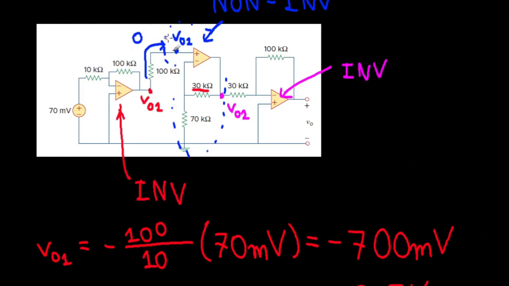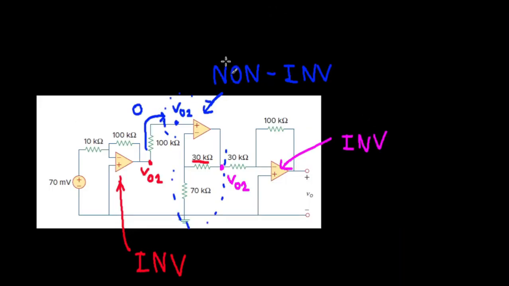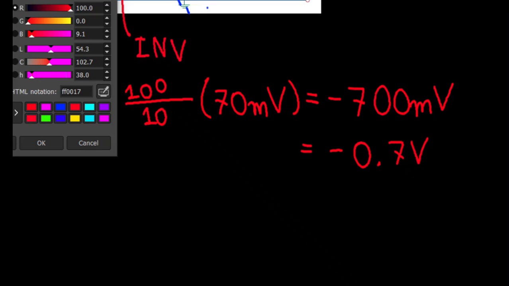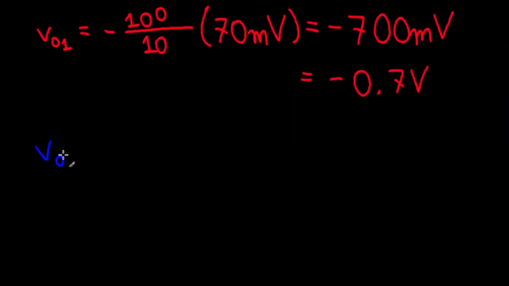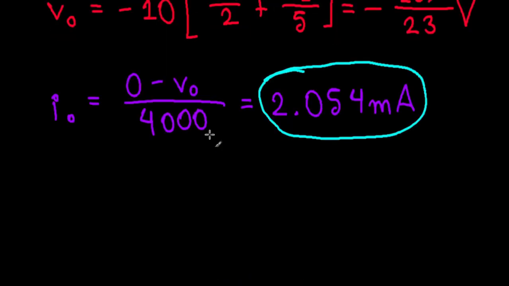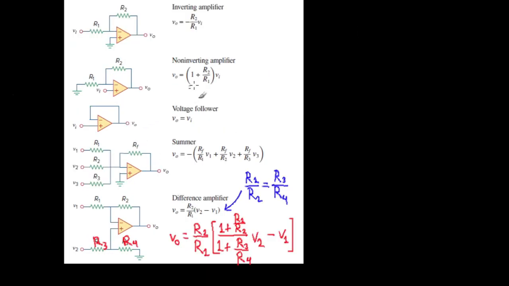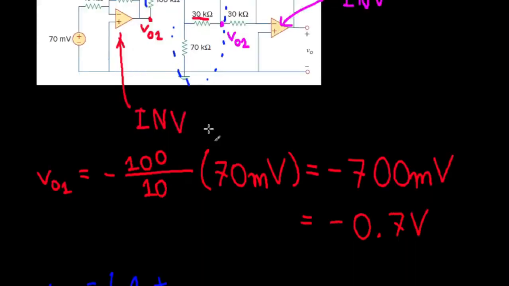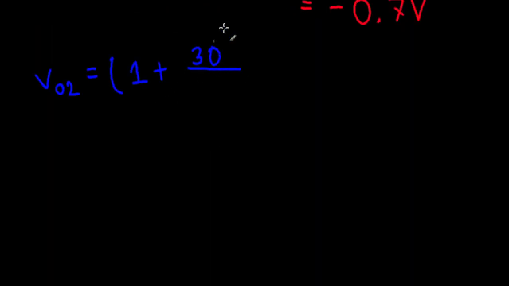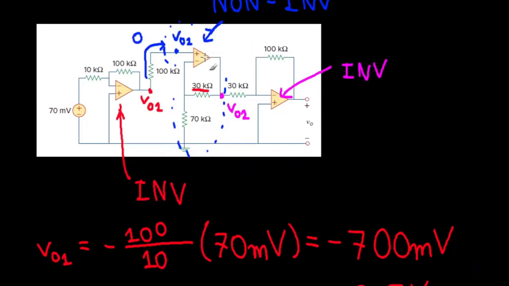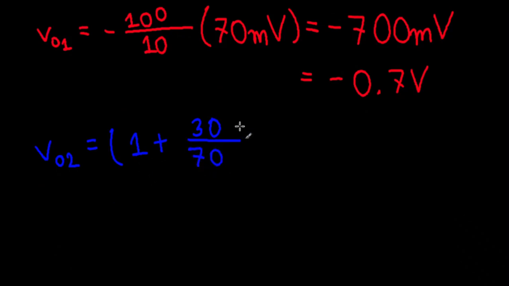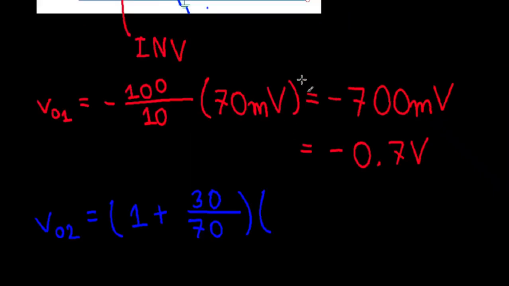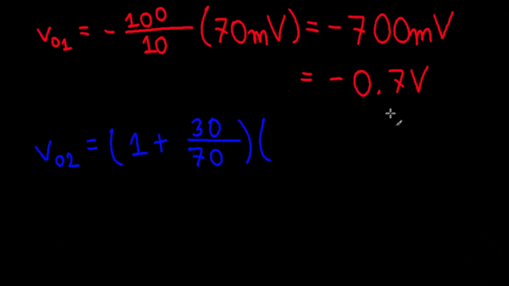All right, so as we discussed, the same voltage is here. That's your supply for your non-inverting amplifier. So the second output, V output two, is going to be equal to, if you remember the formula, 1 plus feedback resistance divided by the other resistance, multiplied by your supply. Your feedback resistance is 30 kilo ohms, so I'll just write 30 because the kilos cancel out, divided by your other resistance, which is 70, multiplied by your source voltage, which here is V output one, negative 0.7.